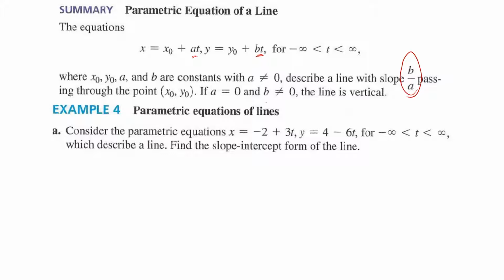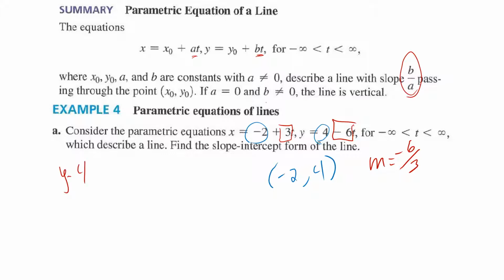So let's look to see what some of these could look like. We have the parametric equation, x equals -2 plus 3t, y equals 4 minus 6t, for t over all real numbers, which describes the line. Find the slope-intercept form of the line. So we need y equals mx plus b. Well, our slope is going to be -6 over 3. And then all we need is another point. We have the point -2 comma 4.